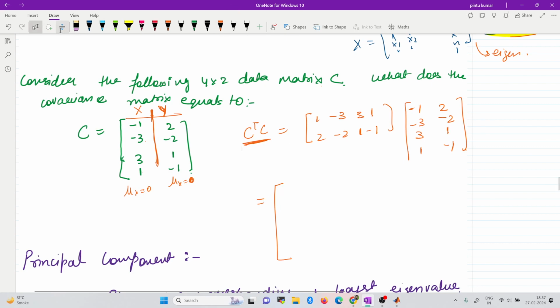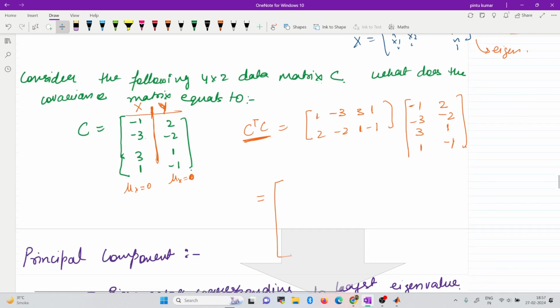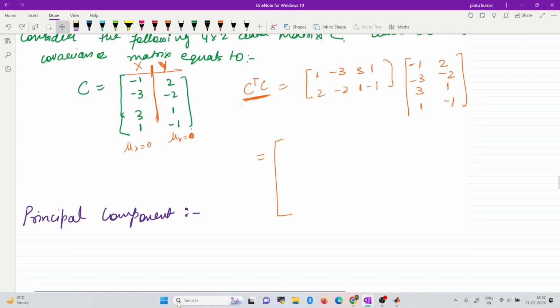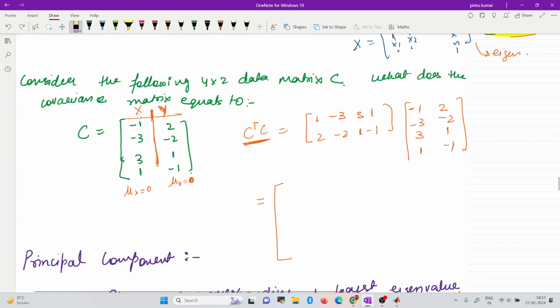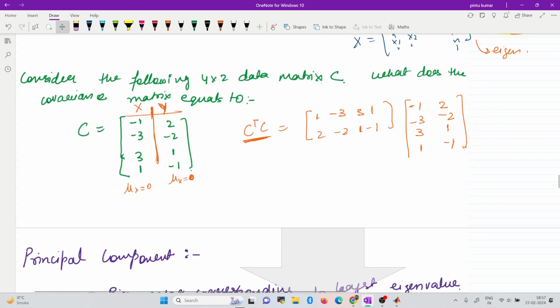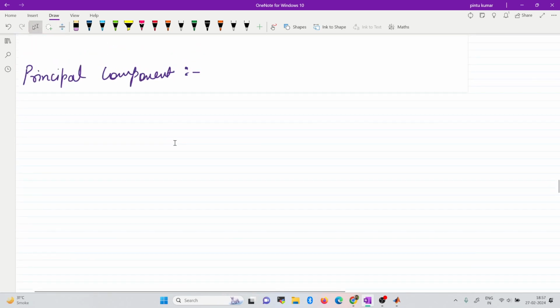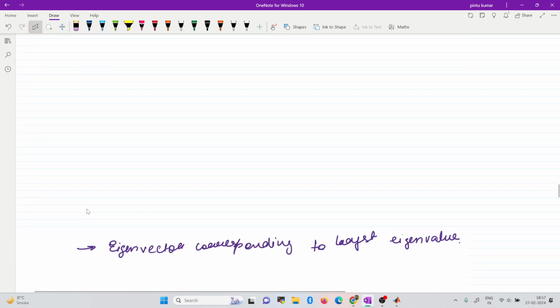I'll explicitly write the first term so that you can verify that this is indeed what we want. I'll just create some extra space over here. It's not working. I'll just erase this and create some extra space. I think it's still not working. Okay, just ignore whatever is written over here for the meanwhile. Okay, so this is principal component.